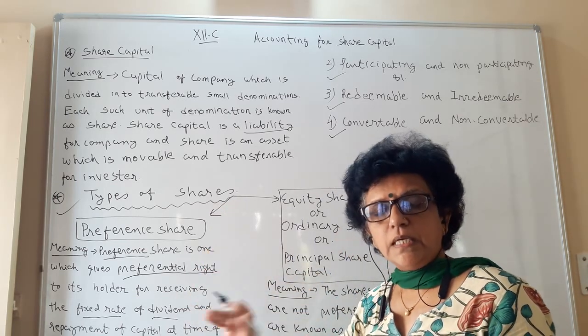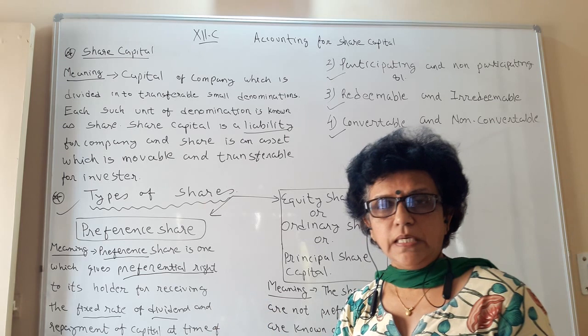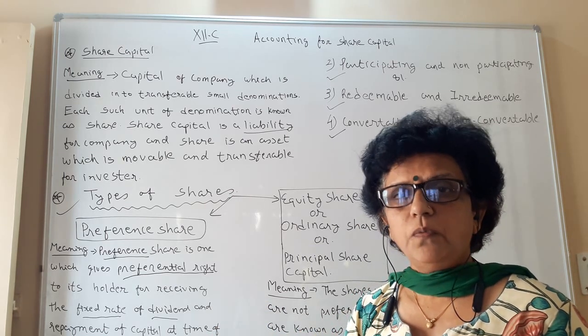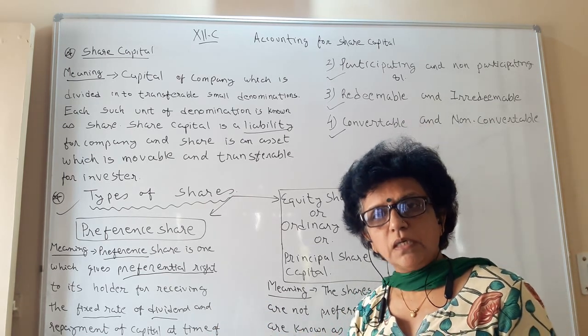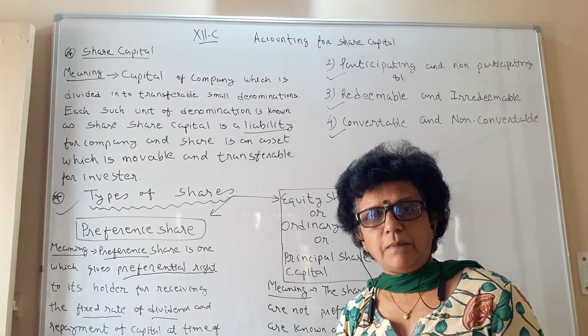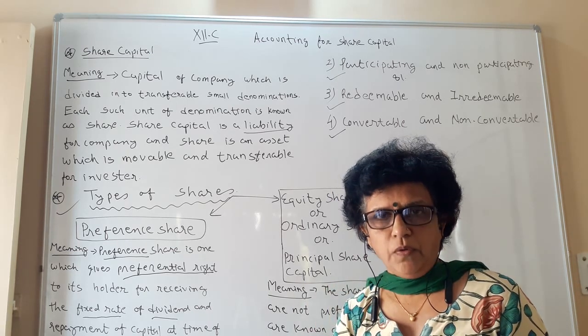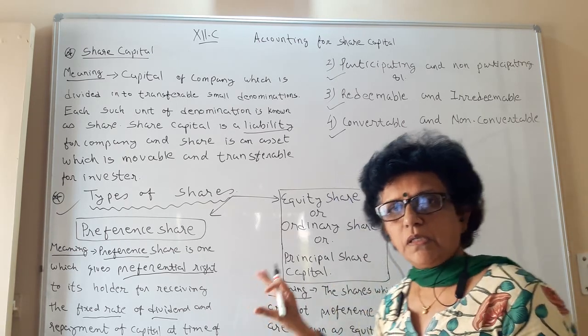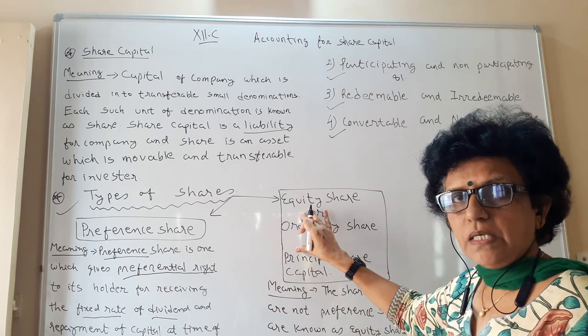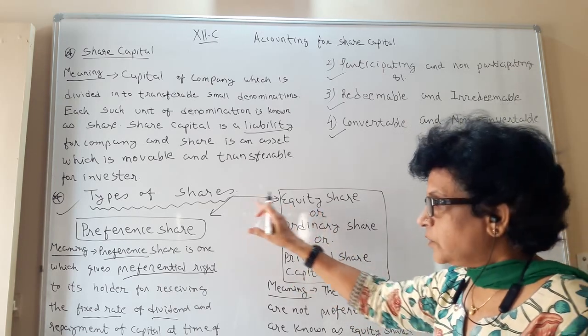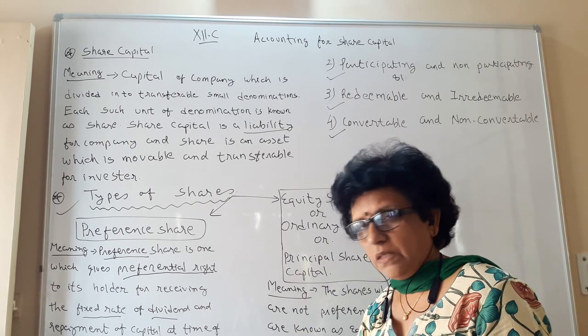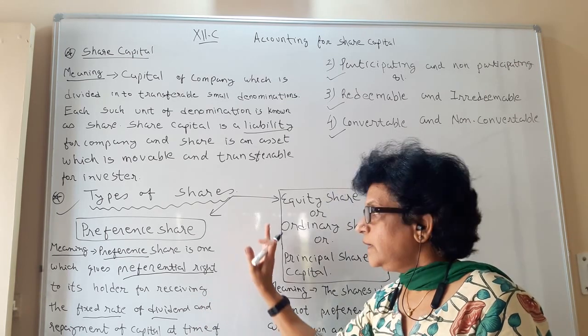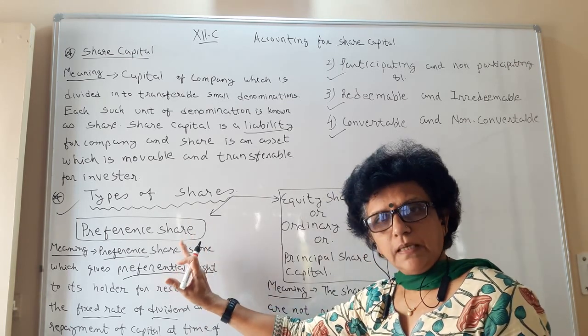Now, a preference share is issued only if the company wants it. If the company doesn't want it, the preference share is not a compulsory part of the share capital which the company must have. That is only the case for equity or ordinary shares. So only if the company management wants, they go for this particular type of share capital.